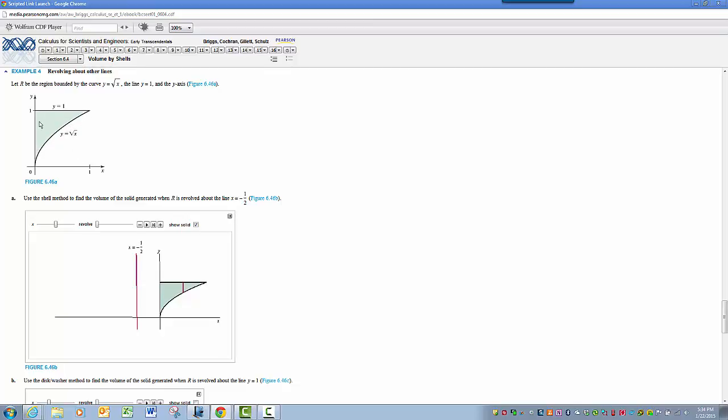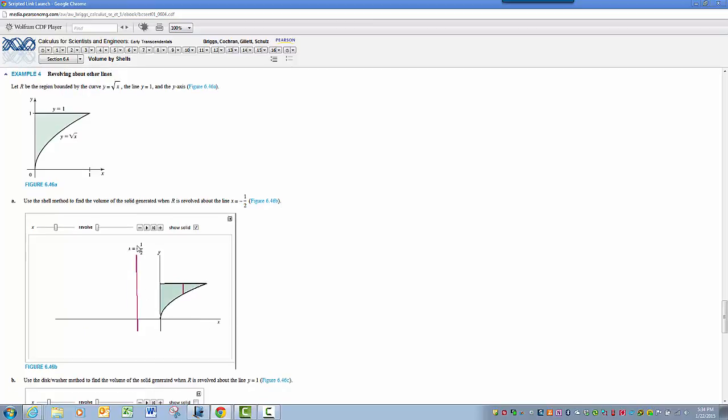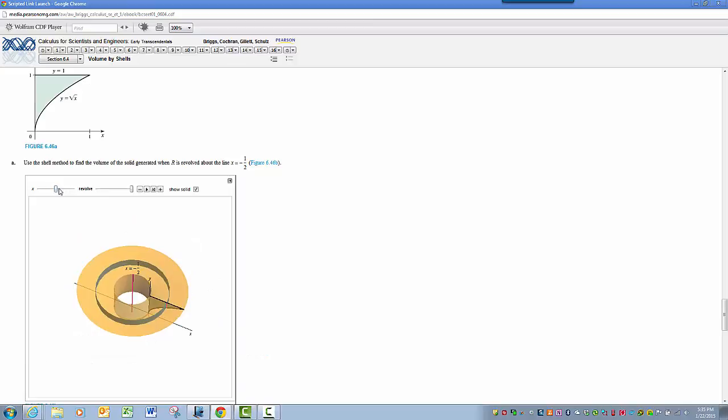But instead of rotating around the x-axis or the y-axis like we normally would, we're going to rotate it around another line, this line y is equal to negative 1/2. So we're going to spin around this line, not one of the axes. It's going to look something like this. Pretty cool, huh? So this is what we're going to spin around.